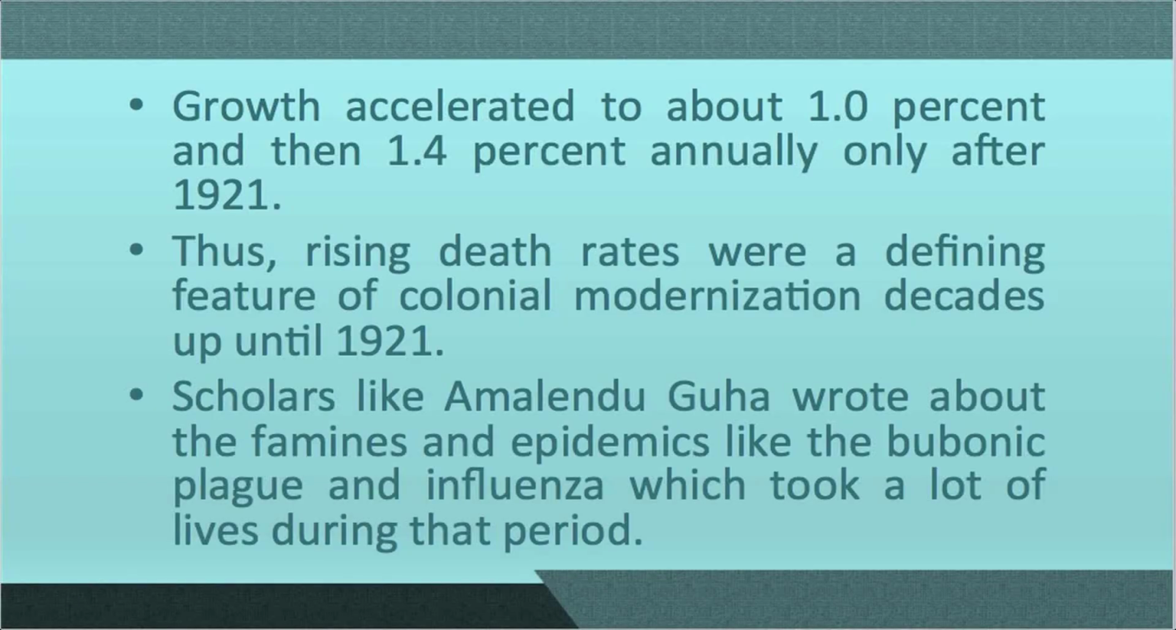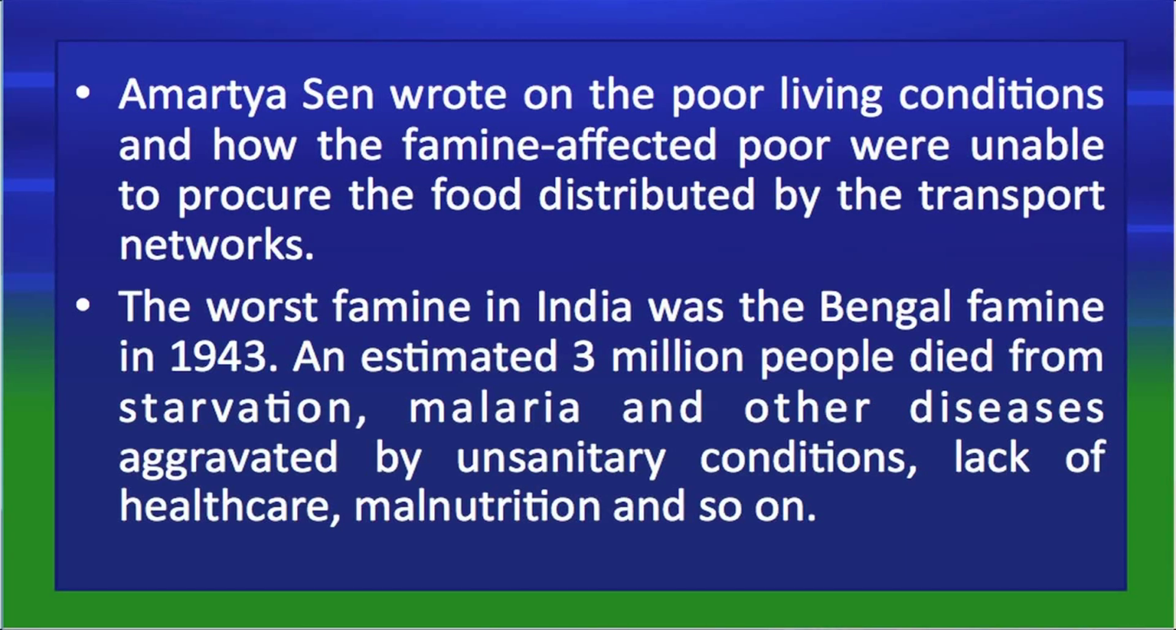Growth accelerated to about 1% and then 1.4% annually only after 1921. Thus, rising death rates were a defining feature of colonial modernization, up until 1921. Scholars like Guha wrote about the famines and epidemics like the bubonic plague and influenza, which took a lot of lives during that period. Amartya Sen wrote on the poor living conditions and how the famine-affected poor were unable to procure the food distributed by the transport networks.